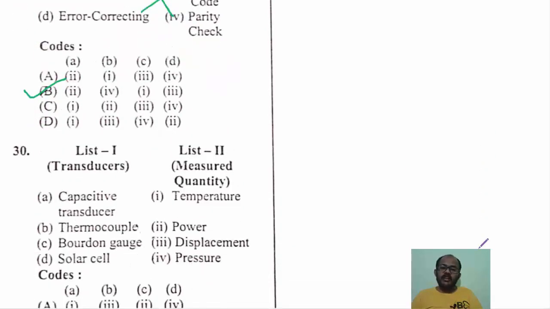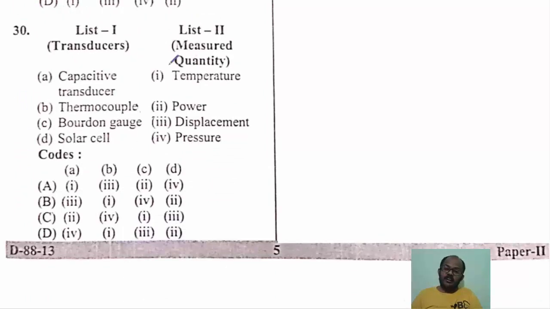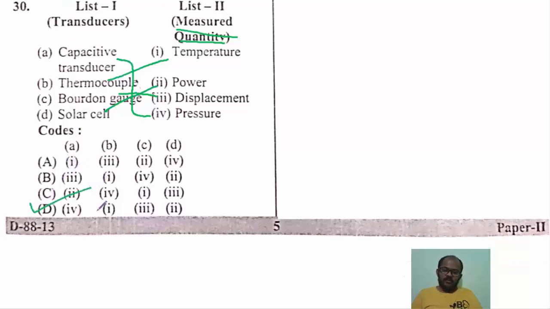Moving on to question number 30, match the following. In the list 1 they have given transducer, in the list 2 they have given what it is going to measure. First statement, what they have given is capacitive transducer. Capacitive transducer is used to measure pressure. Example is microphone. In this microphone, the sound signal is converted into electrical signal. Thermocouple is used to measure temperature, or we are going to make use of thermometer also. Bourdon gauge is used to measure displacement. So for 30th, option D is going to follow.